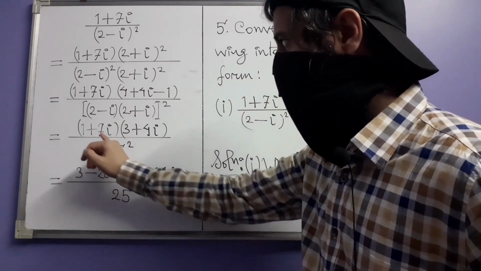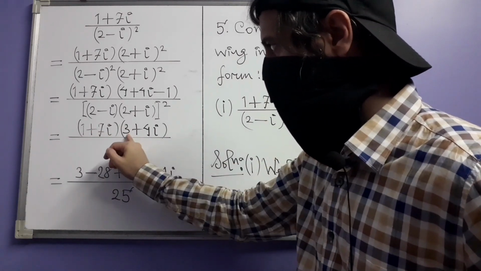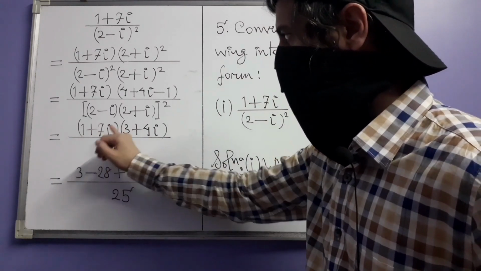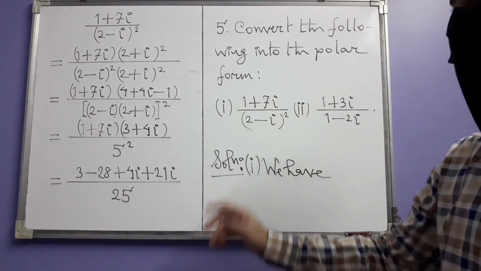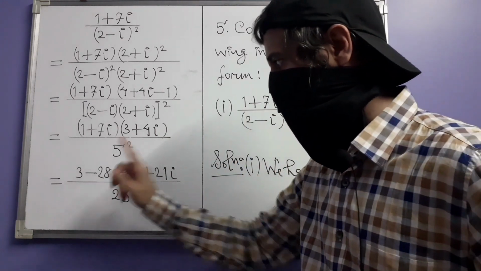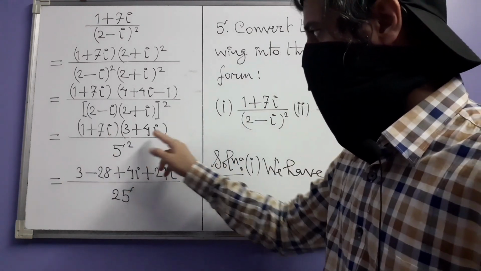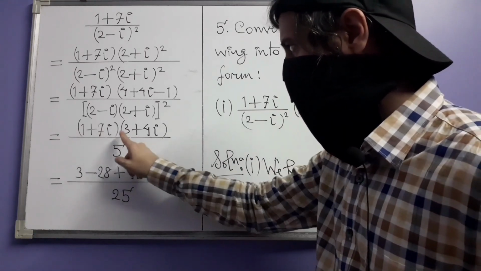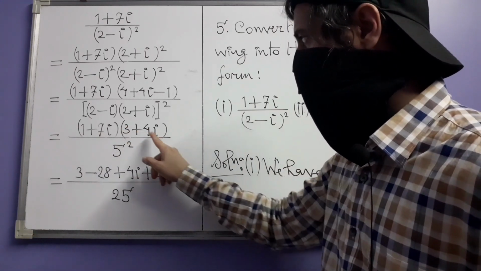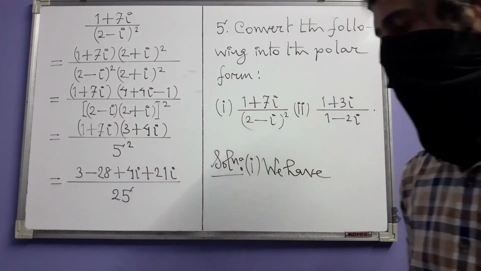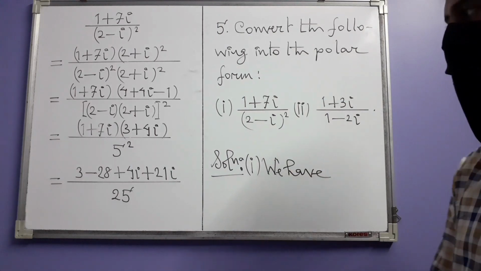So if you do that, what are you going to get? 3. 1 times 3 is 3. And 7i times 4i is 28i squared. So that's why minus 28. And what about the terms having i? 7 times 3 is 21. And 4 times 1 is 4. So let's continue the calculation.